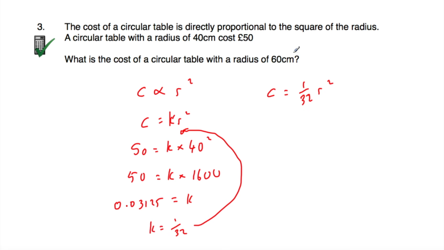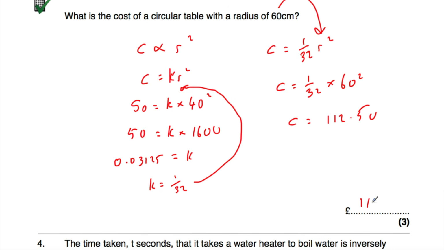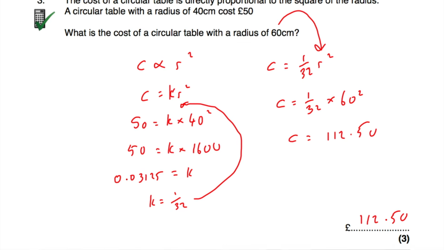So here we've got the radius is 60 centimetres, so if we substitute that back into this formula, we're going to get that C, the cost, is equal to 1/32 multiplied by 60 squared. And let's just work that out. Let's get our calculator and type that in, and we get that the cost is equal to 112.5, or £112.50. So the answer is £112.50. And that's it. Okay, let's have a look at our next question, question number 4.